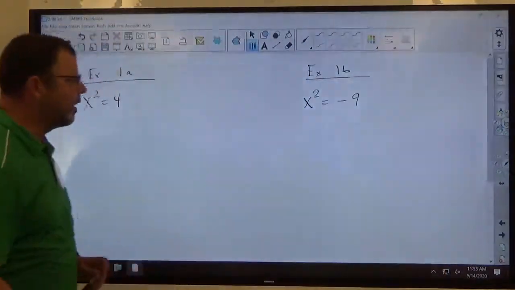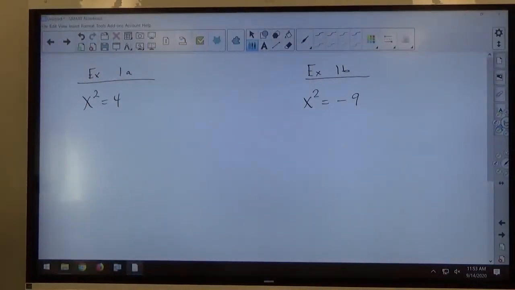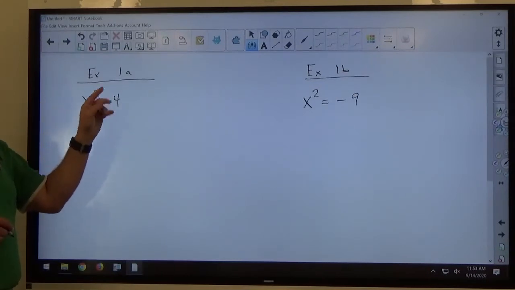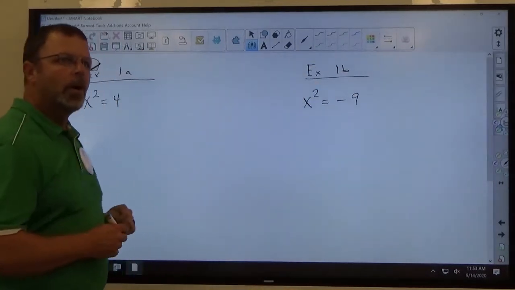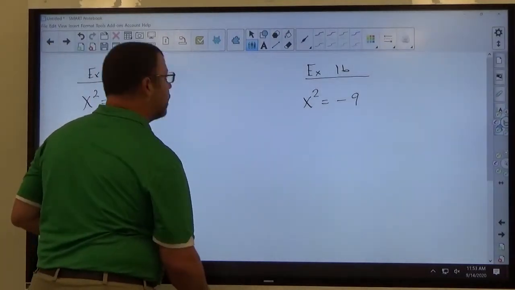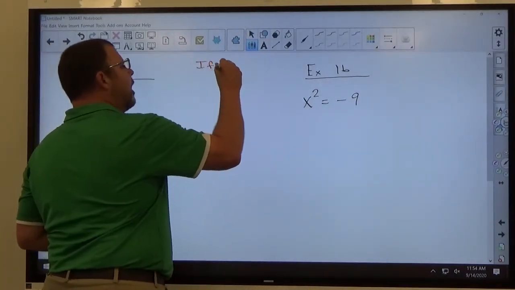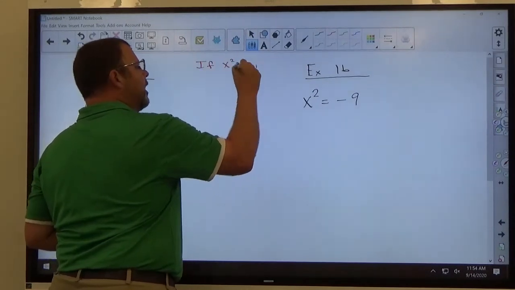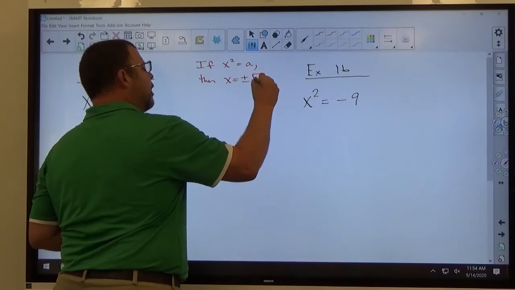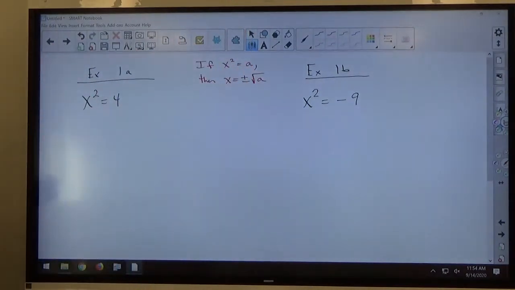Okay, example 1a and 1b both involve a letter squared equals a number. In general, when you see this structure, there's no linear term, just an x squared and a constant. There's a rule that says if x squared equals a, then x equals plus or minus the square root of a. That's just the rule. It's a real simple rule, straightforward.